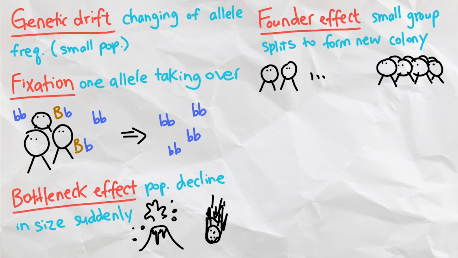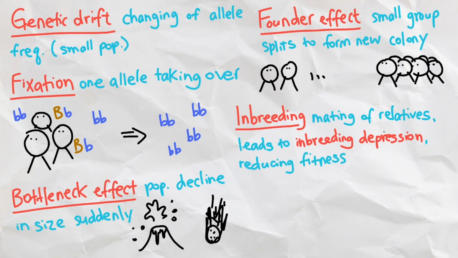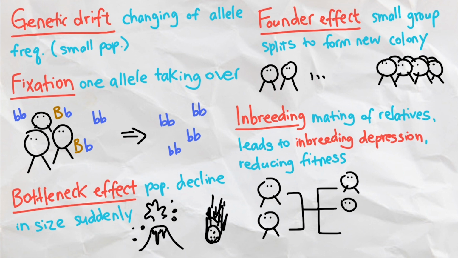This can all lead to inbreeding, which is the mating of closely related individuals. This is harmful since it leads to inbreeding depression, which reduces the survival and fitness of the resulting offspring. A recessive gene that makes an individual susceptible to a disease may not be a problem at first, but it could be brought to light through enough inbreeding.